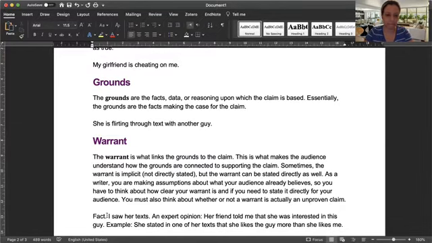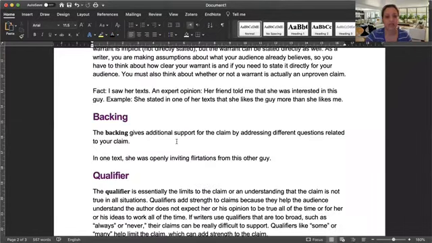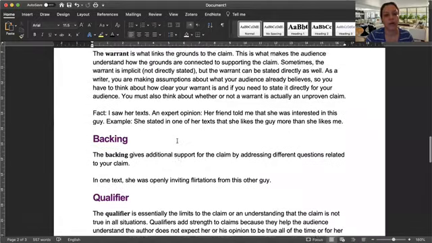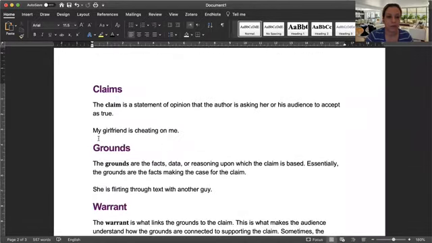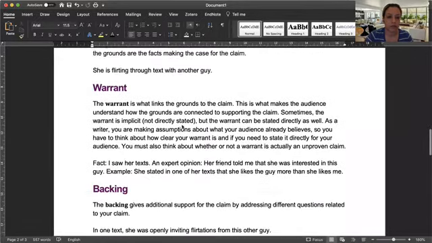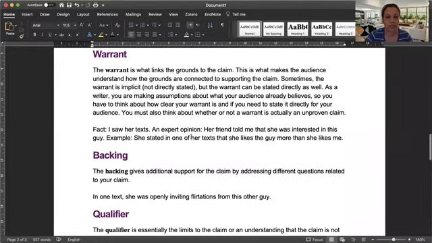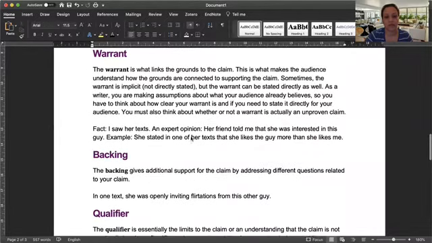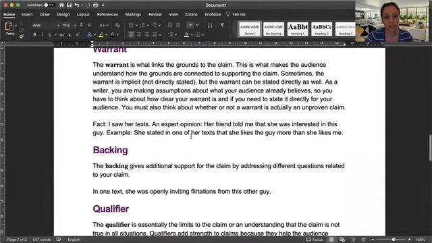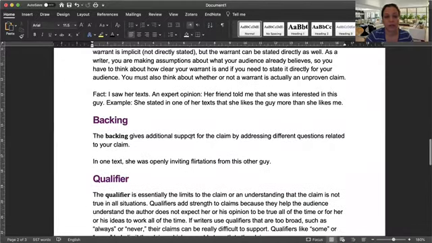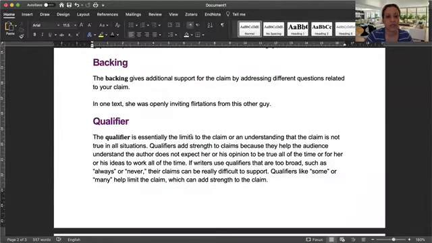Okay? And the backing gives additional support to the claim by addressing the different questions related to the claim. For example, my girlfriend is cheating on me and she is openly inviting flirtations from this other guy. The qualifier, on the other hand, is essentially the limits to the claim or an understanding that the claim is not true in all situations.